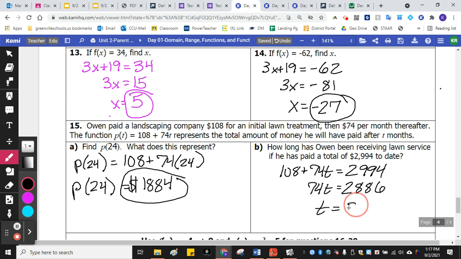And you said 39 months. So 3 years. 3 years for about 2,000. Let's round up: $3,000. 3 years for $3,000.